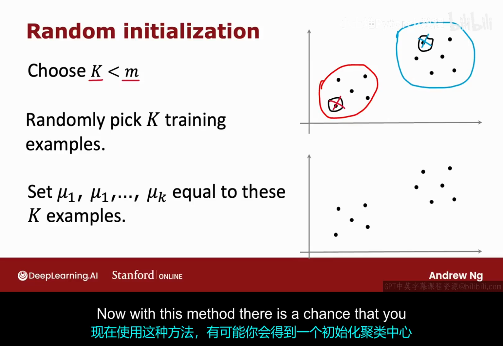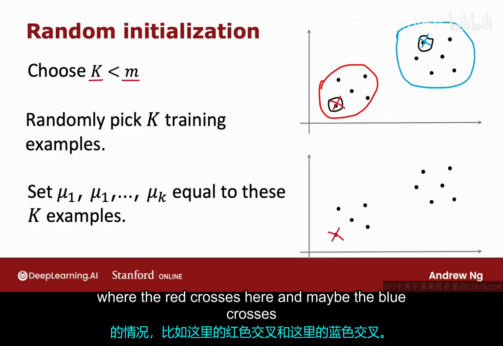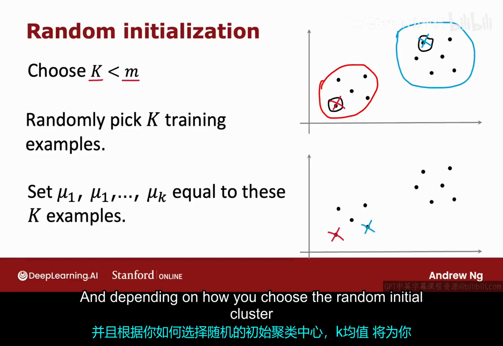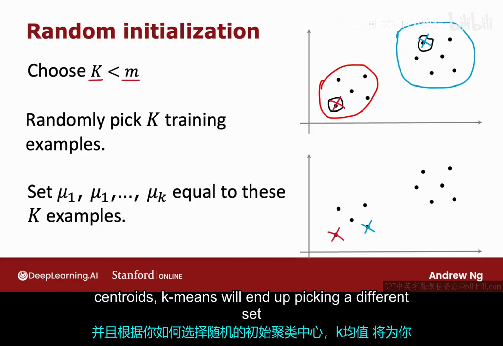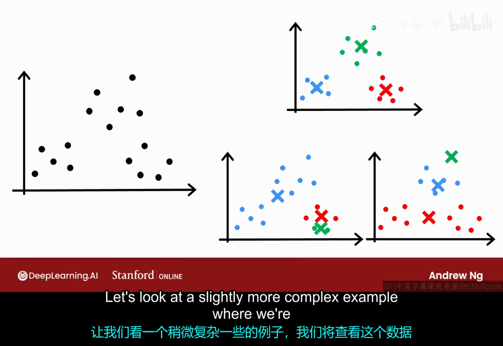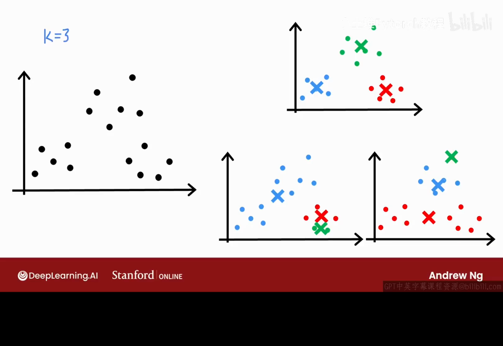Now, with this method, there is a chance that you will end up with an initialization of the cluster centroids where the red crosses here and maybe the blue crosses here. And depending on how you choose the random initial cluster centroids, k-means will end up picking a different set of clusters for your dataset. Let's look at a slightly more complex example where we're going to look at this data set and try to find 3 clusters, so k equals 3 in this data.